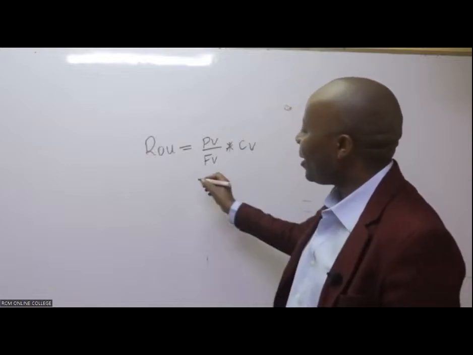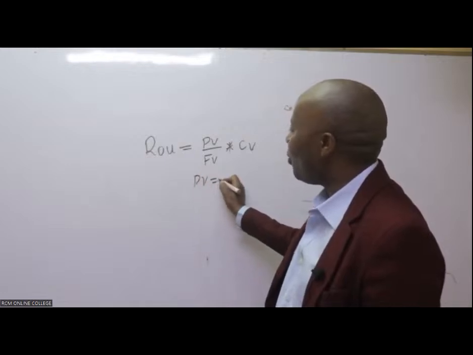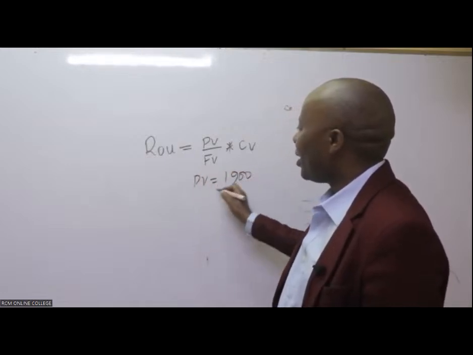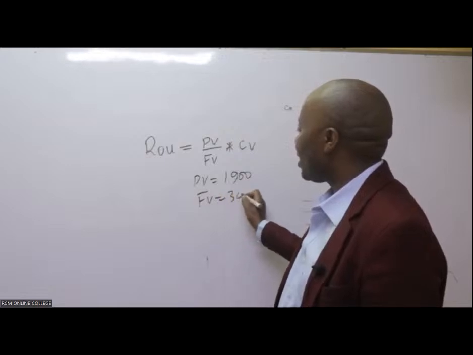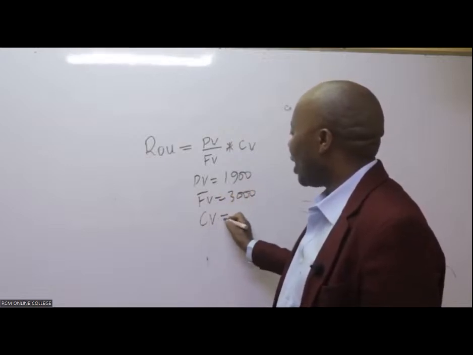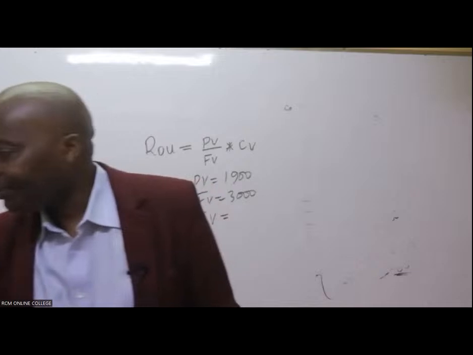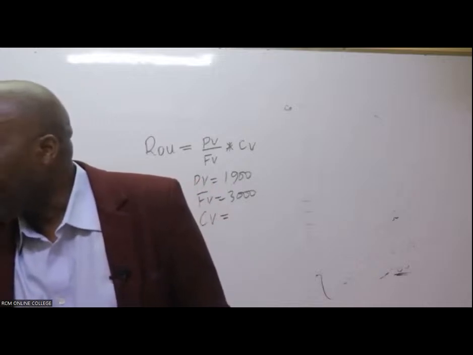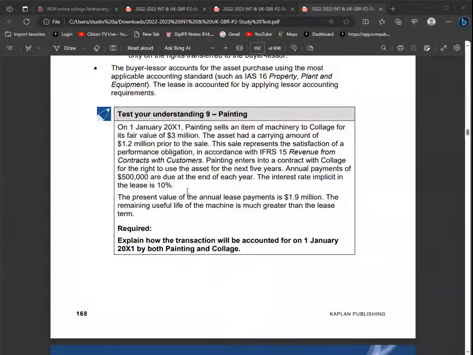So in this case here, the present value has been given as 1900. The fair value has been given as 3000. The carrying value has been given here as 1200.